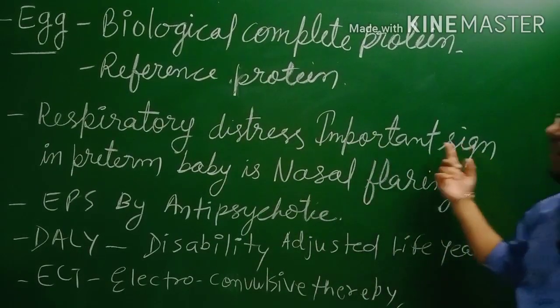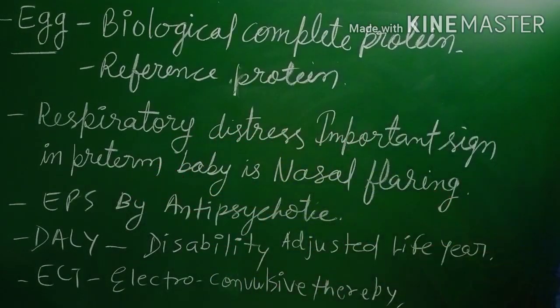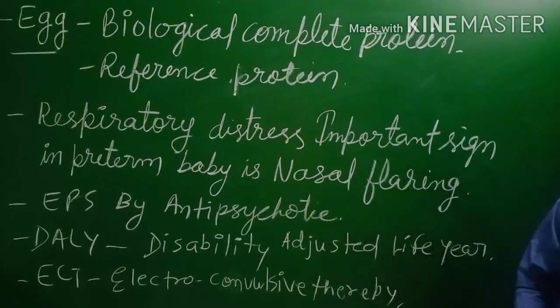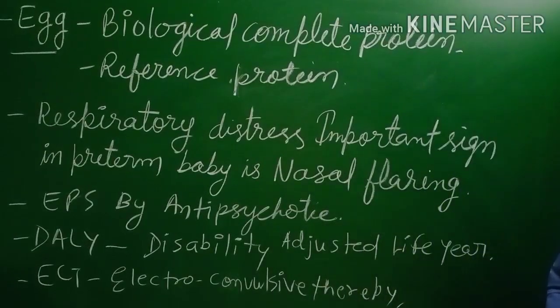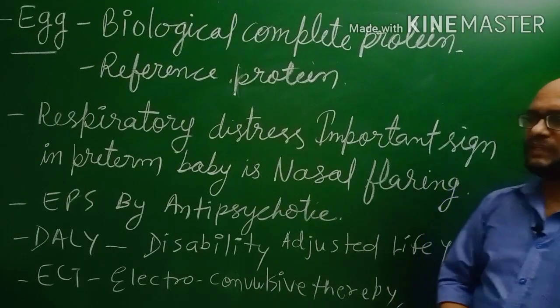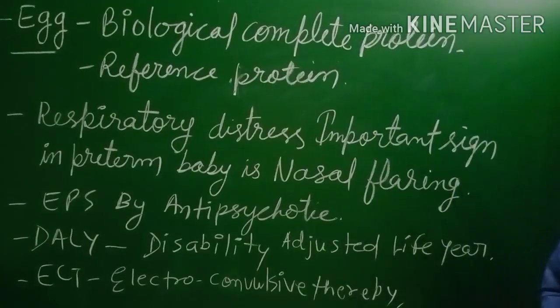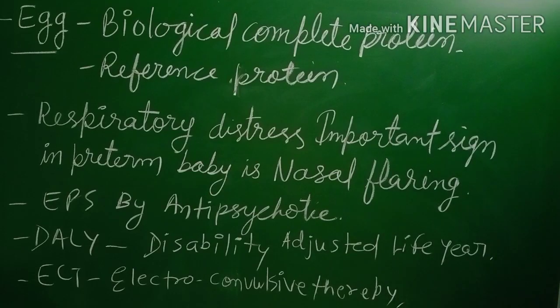Important sign of respiratory distress in preterm babies is nasal flaring. Nasal flaring is an important sign of respiratory distress in preterm babies. EPS, extrapyramidal side effects, are caused by antipsychotic medicine. DALY, full form is Disability Adjusted Life Year.